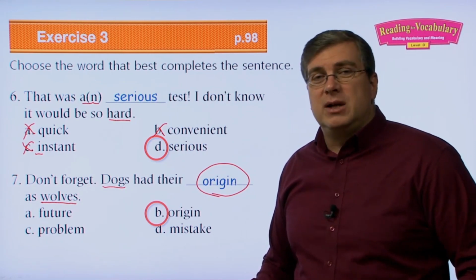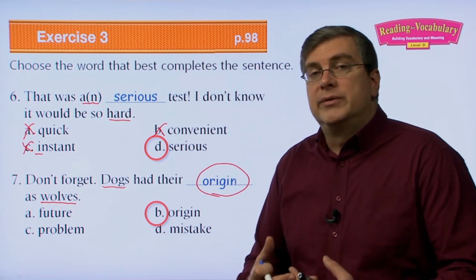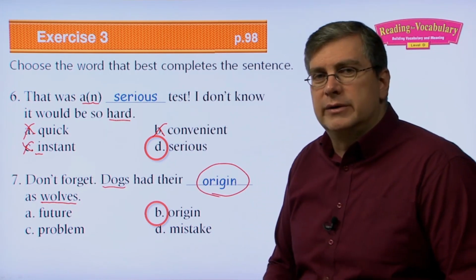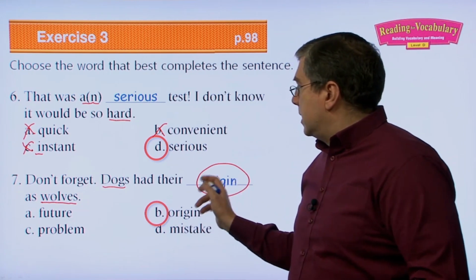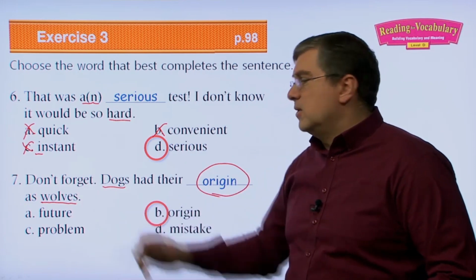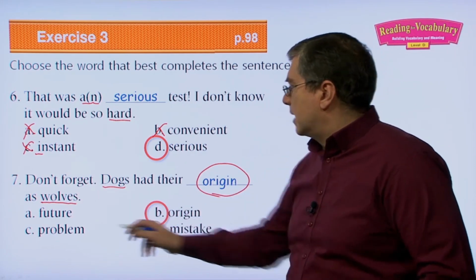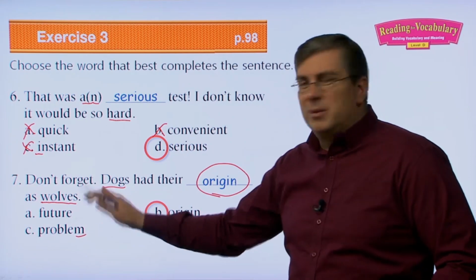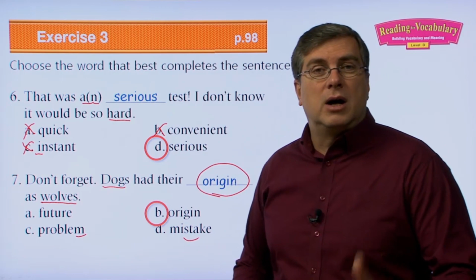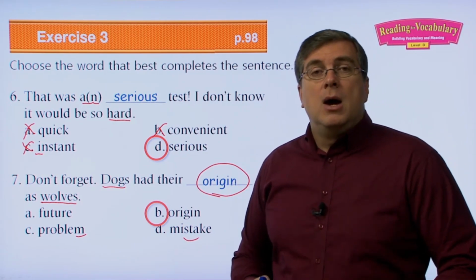After thousands of years of breeding, human beings have helped wolves or made wolves evolve into dogs, right? So the origin, but all dogs came from wolves. So dogs' origin is wolves. Not future, that doesn't make sense. Not problem, that's weird. And mistake. Problem and mistake are similar, but they don't fit here. The best word, of course, is origin. All modern dogs had their origin as wolves. Very interesting.